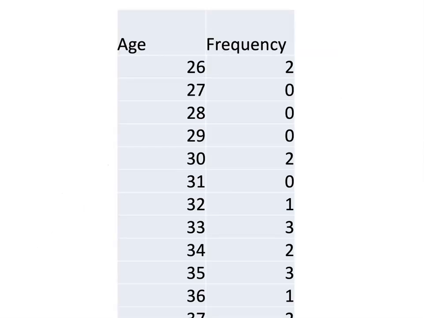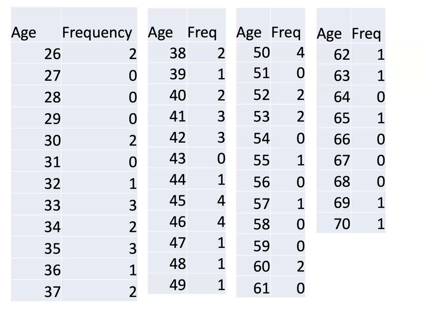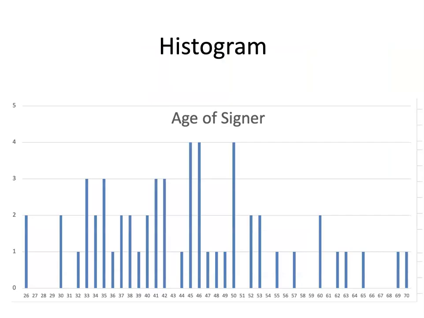Here's what we do. So there are 2 people who are 26 years old. There was nobody who was 27. There was nobody who was 28. Nobody who was 29. 2 people who were 30, etc. Here's what you end up with when you collect all of those data. And you can just represent this with a histogram in Excel. So these are the ages of the signers.